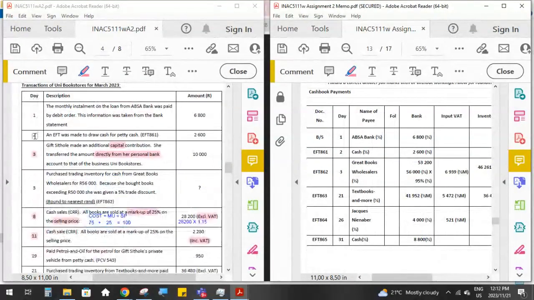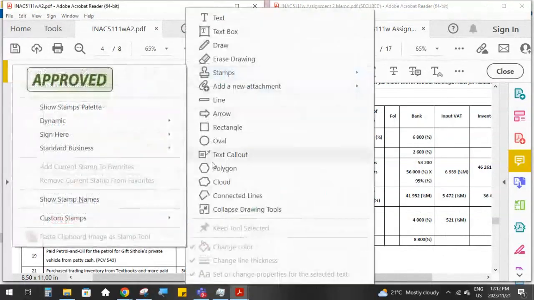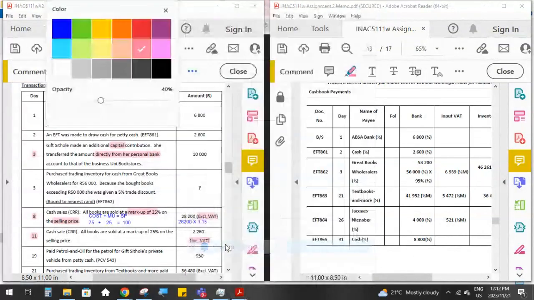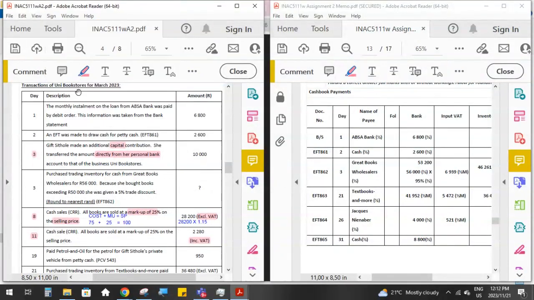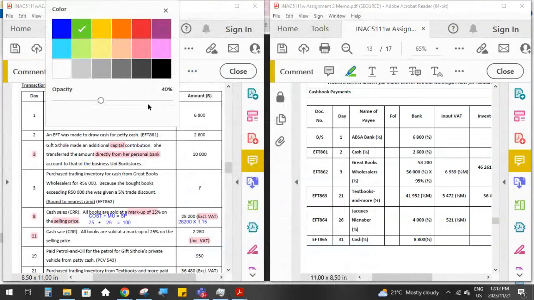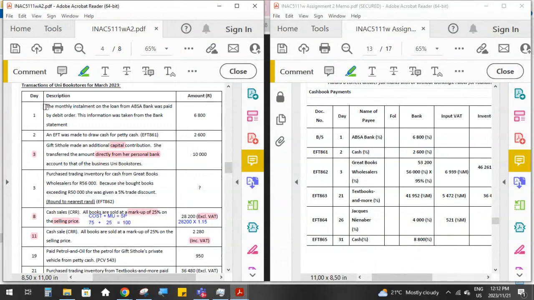So you see I've highlighted and marked off those items that belonged in my cash book receipts. So go and take another color, and then go and mark off which ones belong in the cash book payments.